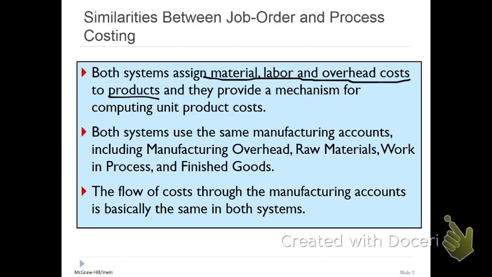And keep in mind, when we're looking at the difference between job order costing and process costing, we know the direct materials and we know the direct labor. So the big part of it is how do we allocate those overhead expenses. Both systems are going to use the same manufacturing account. So our journal entries are going to be very similar as far as having manufacturing overhead, raw materials, work in process, and finished goods. So the ledger accounts are the same, and the flow of the costs are similar in both systems.